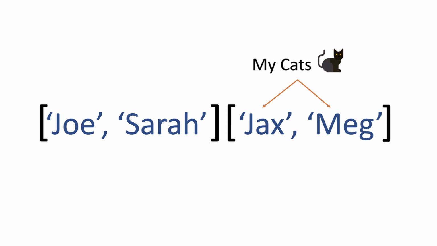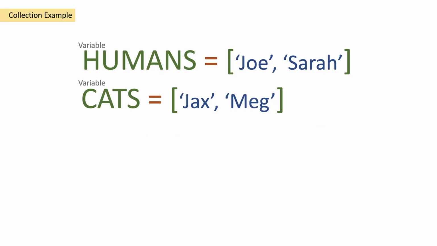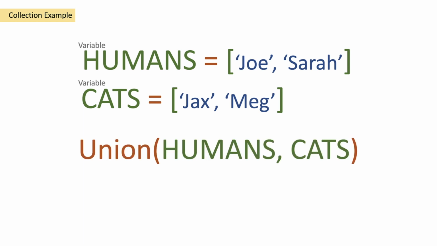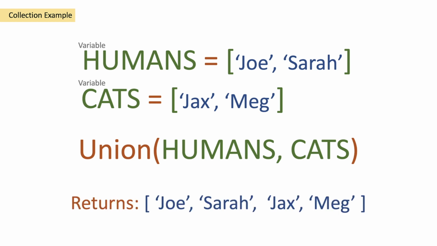Now what if we actually wanted to combine this then? Well, this is what union is used for. So let's actually take a look at this then. Here you can see we have a humans array of Joe and Sarah, and we've got a cats array of Jax and Meg. Now if we pass these into the union function, just passing in humans and then passing in cats, what's actually going to happen is this is going to combine both arrays and then produce an additional array for us, which then will return Joe, Sarah, Jax, and Meg. And that's how you use it.